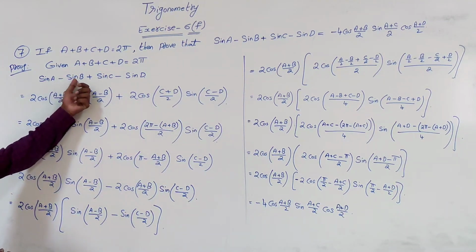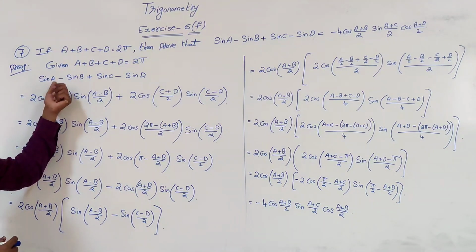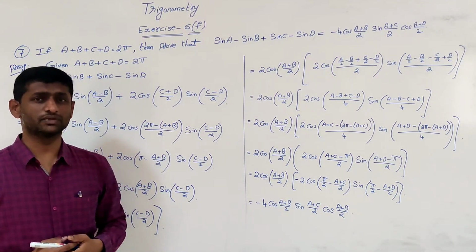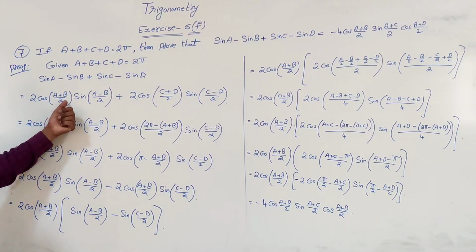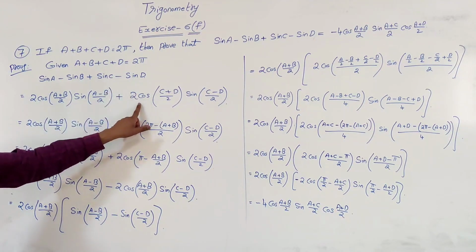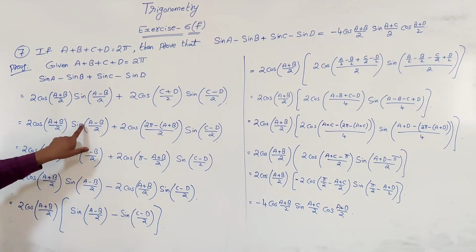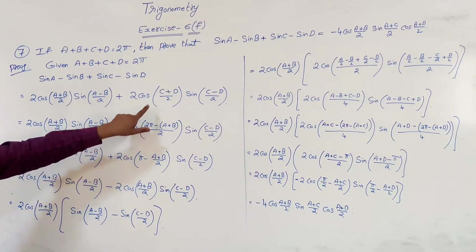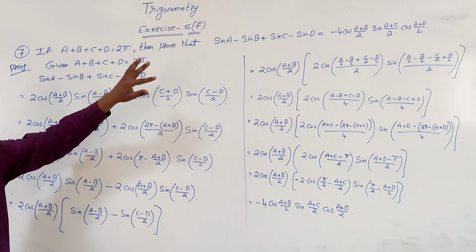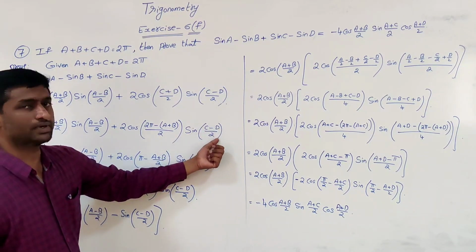The given is sin A minus sin B plus sin C minus sin D. So apply the transformation for the two terms sin C minus sin D. What is sin C minus sin D? 2 cos (C plus D)/2 sin (C minus D)/2. So we have applied here 2 cos (A plus B)/2 sin (A minus B)/2 plus again apply the same transformation 2 cos (C plus D)/2 sin (C minus D)/2. So 2 cos (A plus B)/2 sin of (A minus B)/2 plus 2 cos of C plus D. From the condition, C plus D is 2 pi minus A minus B. So 2 pi minus of (A plus B) by 2 into sin of (C minus D)/2.